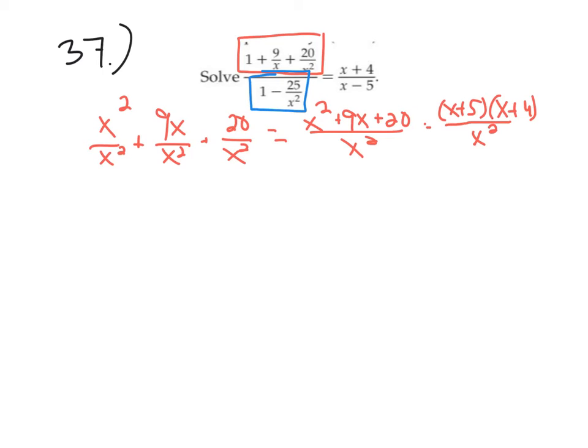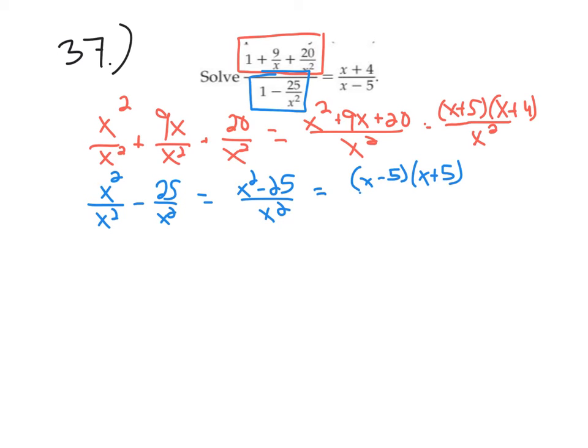My denominator, I'd have a common denominator of, again, x squared. So I'd multiply this by x squared, and that should be a minus, not a plus, 25. So we end up having x squared minus 25 over x squared. Now we can factor the numerator again. That's a difference of perfect squares.